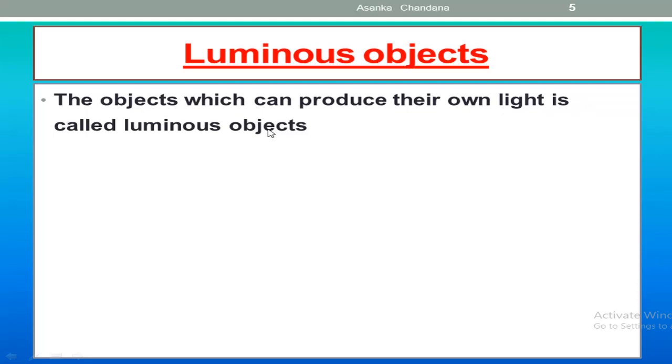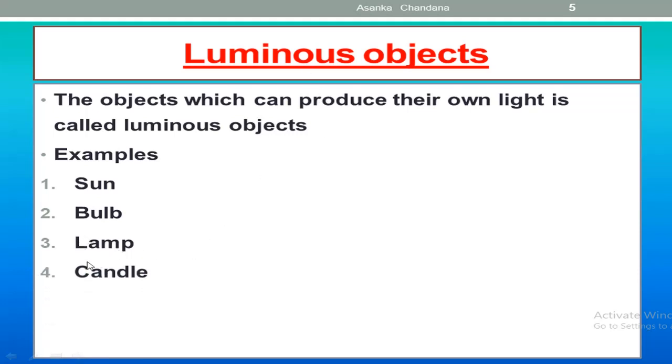Now we have learned what is meant by a luminous object: an object which can produce its own light. Let's learn the examples of luminous objects. The sun is able to produce its own light, so the sun is a luminous object. A lighted bulb, a lighted lamp, and a lighted candle can also produce their own light, so they are also luminous objects.